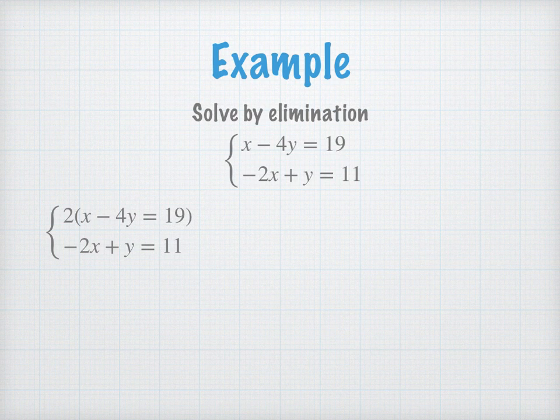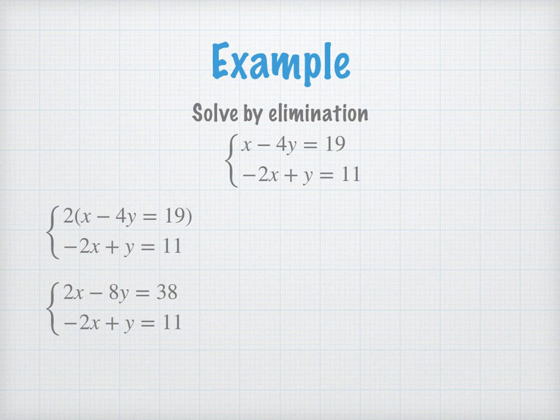So multiplying the first equation by 2, we're multiplying on both sides of the equal sign. So make sure you distribute the 2 all the way through. Your first equation should now read 2x minus 8y equals 38. Your second equation has not changed. It is still negative 2x plus y equals 11.